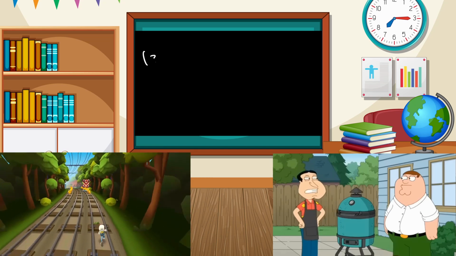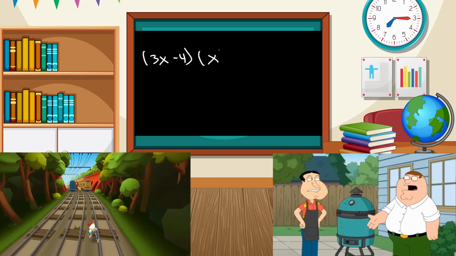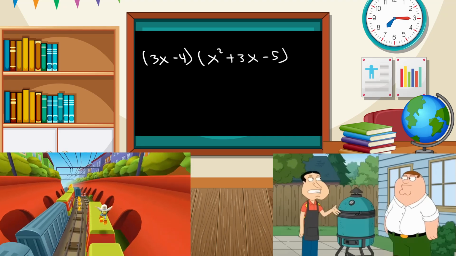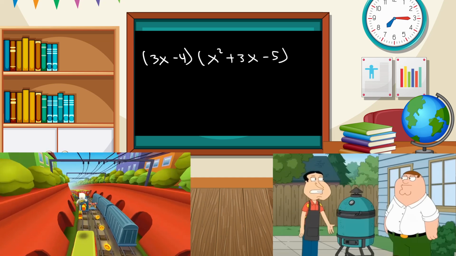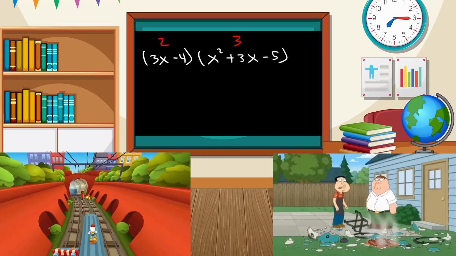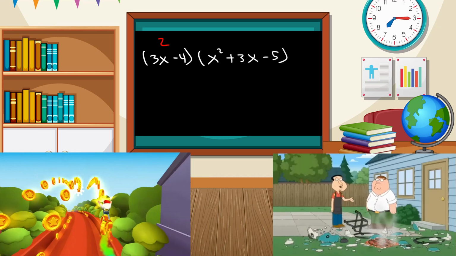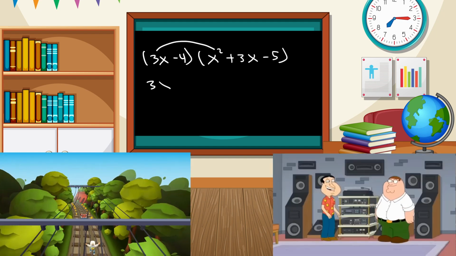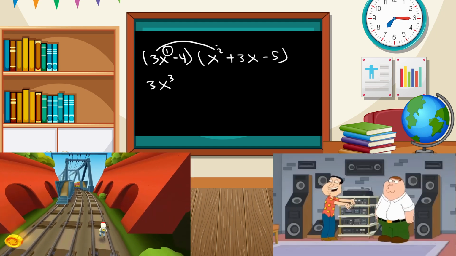Now let's multiply a binomial by a trinomial. So let's multiply 3x minus 4 by x squared plus 3x minus 5. So a binomial has 2 terms, a trinomial has 3 terms. So initially, we should have 6 terms before we combine like terms. I'm going to do this a certain way. So let's multiply 3x by x squared. So that's going to be 3x cubed. 1 plus 2 is 3.